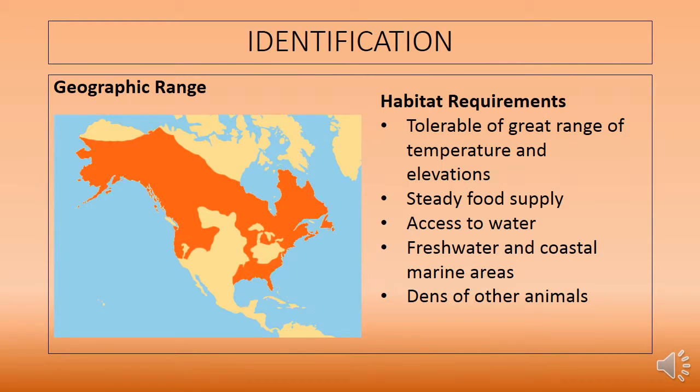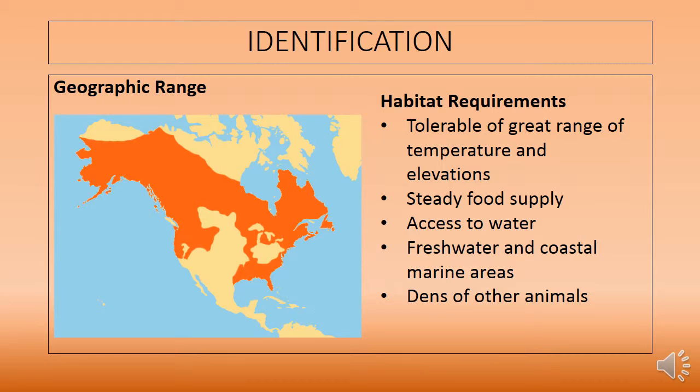So another way of identifying an animal is knowing where it lives and what kind of habitat it would be in. So in this slide, I've attached a small picture of the range that you would normally find a North American river otter in. So all the orange that you see on the map of the North American continent is where you would normally see them.